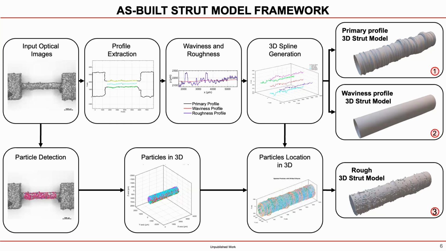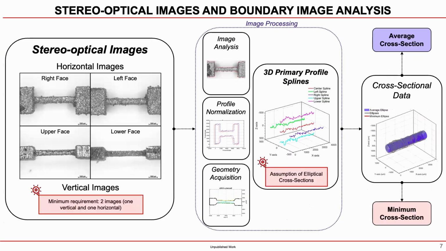And from this, the framework, built in this slide, can be divided into two branches. The first branch aims at creating two different kinds of strut models, the primary profile strut model and the waviness profile strut model, through profile extraction, waviness and roughness decoupling, as well as 3D spline generation. So it's a spline-based model. Simultaneously, we work on the particle detection and create, by applying these particles to one of the two models, the rough strut model. I will go into detail on each step of this framework in the next slides.